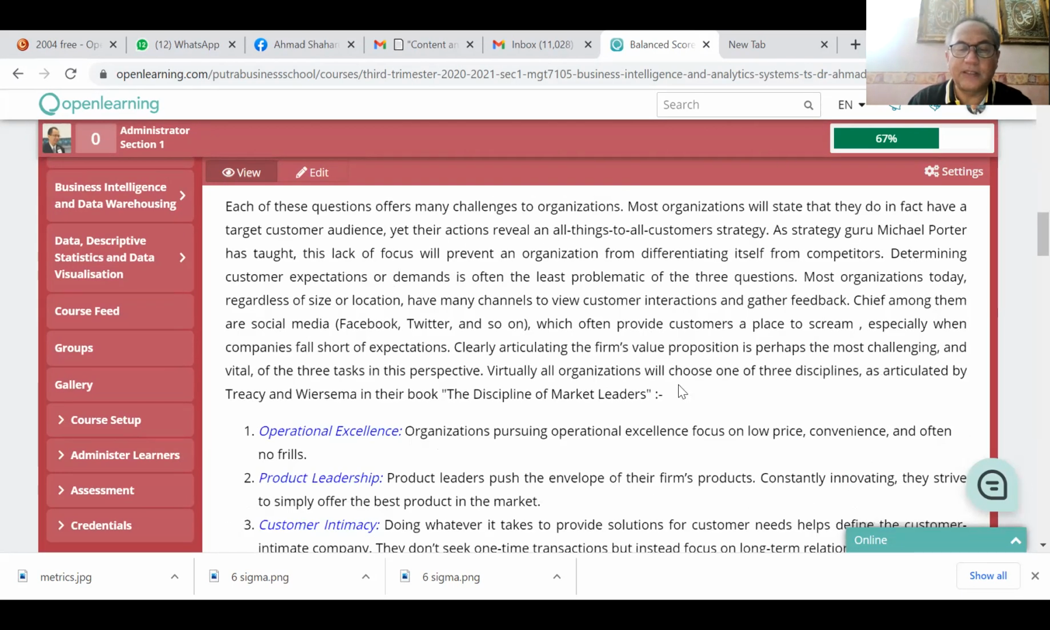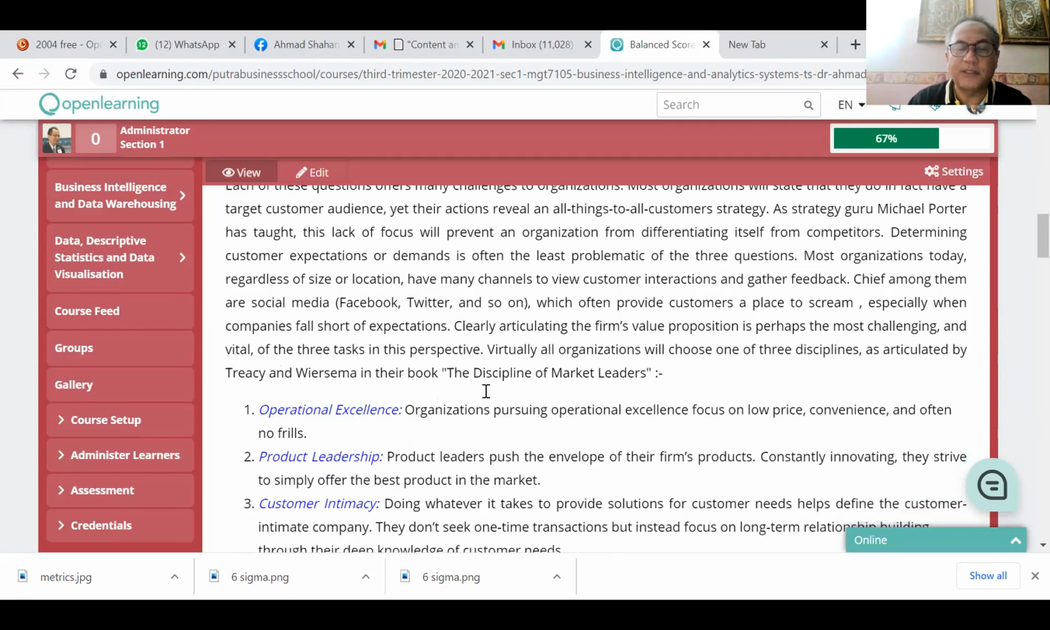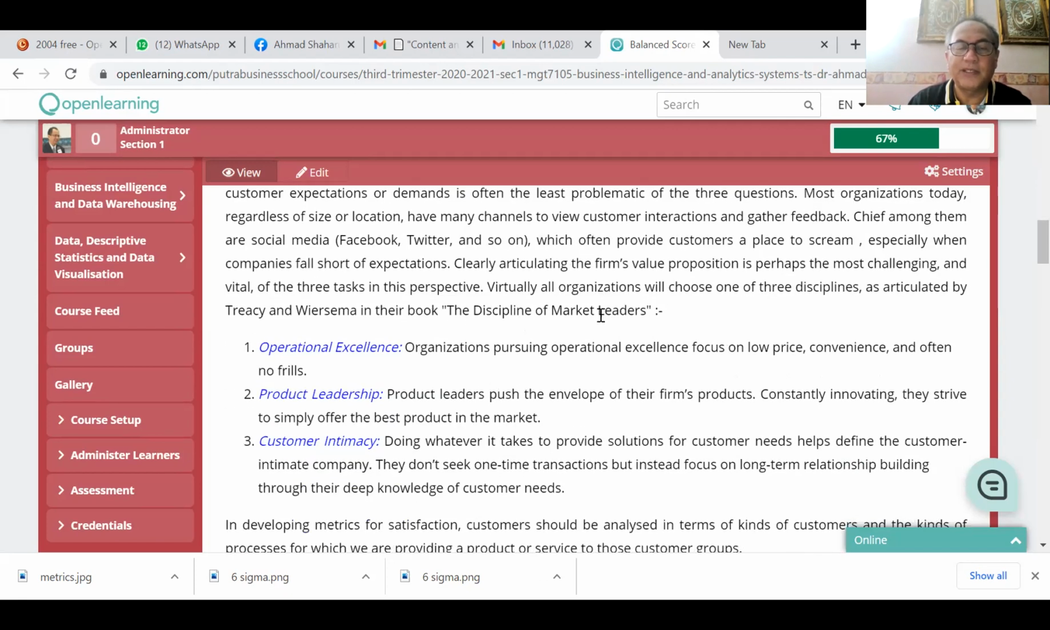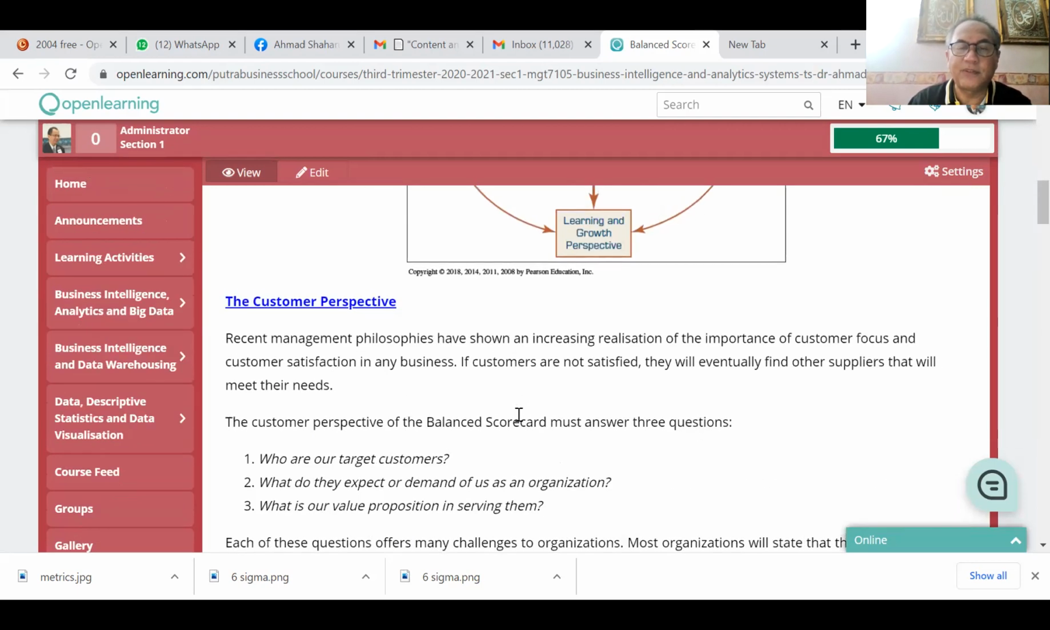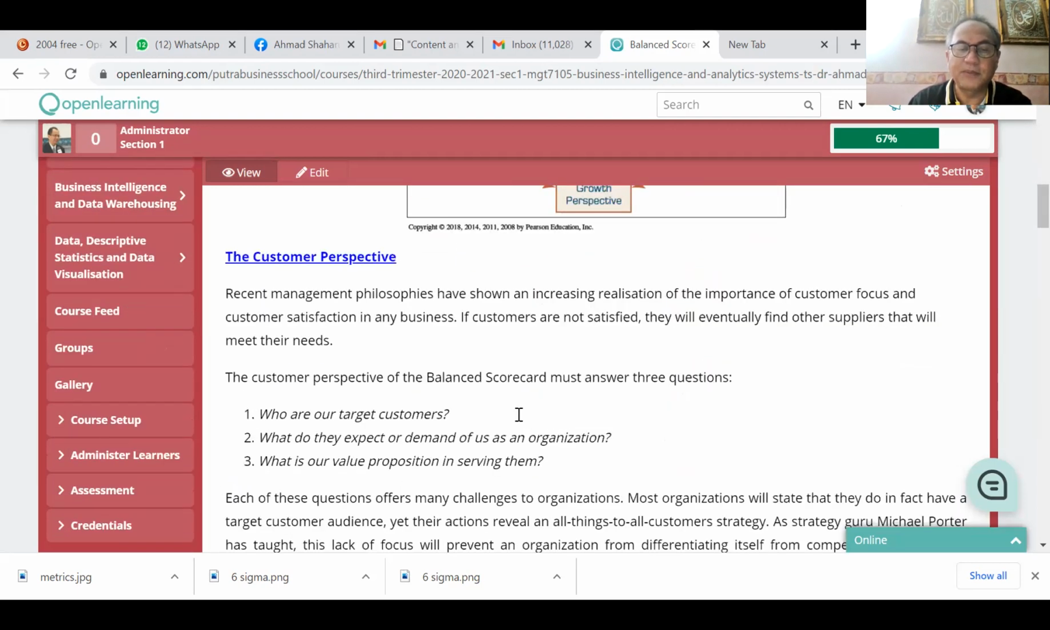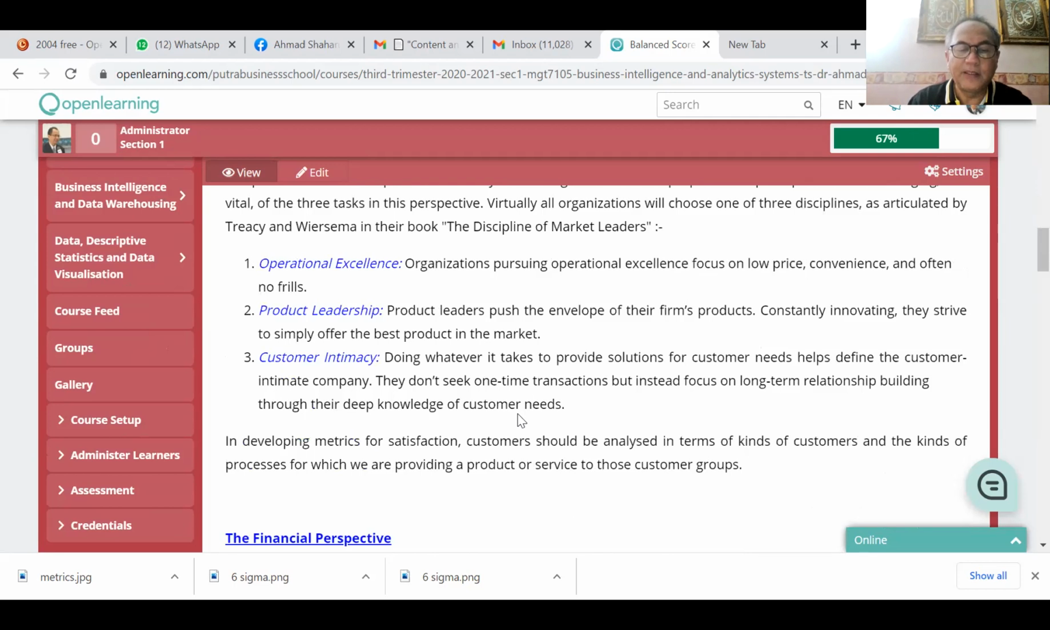And then there is an article by Treacy and Wiersema in their book The Discipline of Market Leaders that relates to these three disciplines: operational excellence, product leadership, and customer intimacy. All these three are related to the customer part of this balanced scorecard. And then you need to develop metrics.